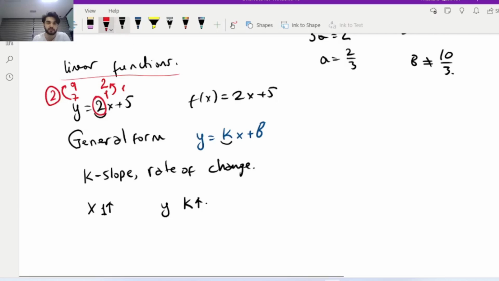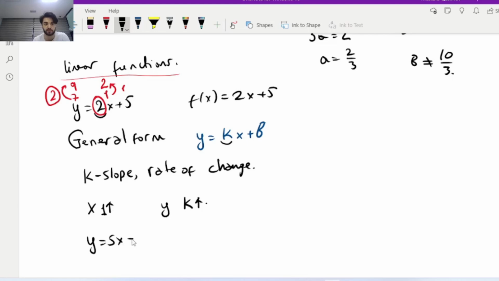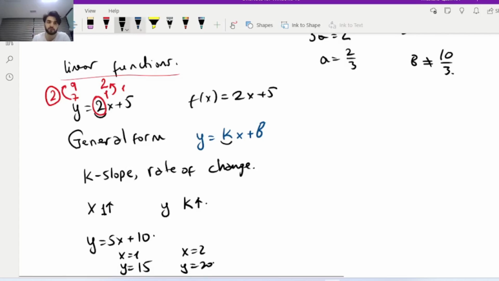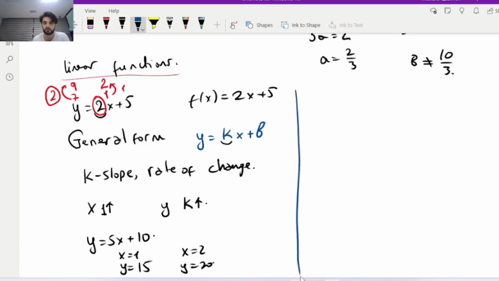Or let's write another example. y is equal to 5x plus 10. When x is equal to 1, y is equal to 15. When x is equal to 2, y is equal to 20. Again, the difference is 5. Now let's look at it in a graph.